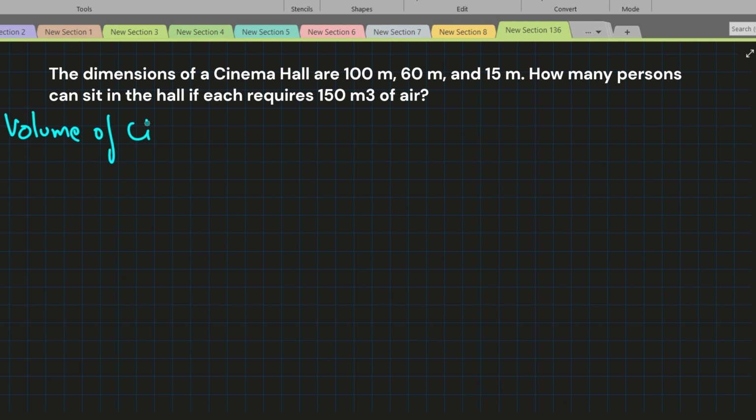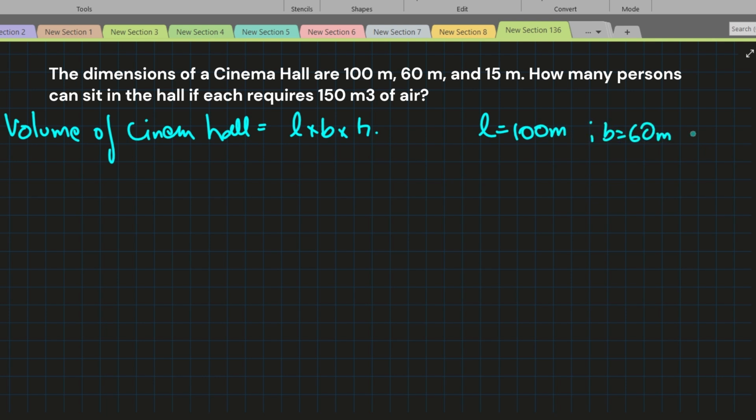So the dimension of the cinema hall is a cuboid. So we're going to take volume of cuboid, that is length into breadth into height. Now the value of length is given as 100 meters, the value of breadth is given as 60 meters, and the value of height is given as 15 meters. Note that it will always be given in this order, length, breadth and height. So we first find the volume of hall, that is 100 into 60 into 15, which gives us 100 into 900, which is 90,000.